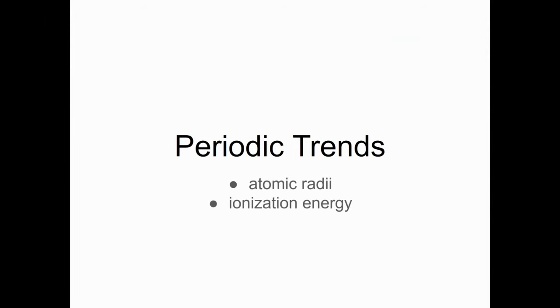All right, so we're going to end this video there, and I want you to practice electron configurations and orbital diagrams and then answer the questions for them. And in the next video, the last video for Chapter 7, we're going to look at periodic trends of atomic radii and ionization energy.